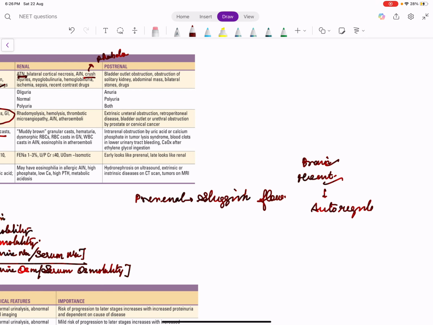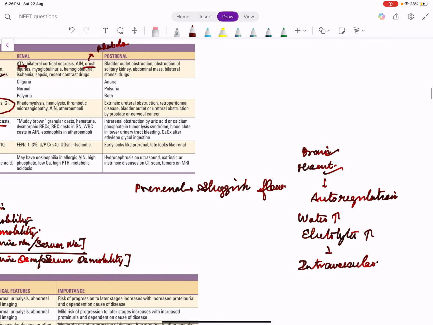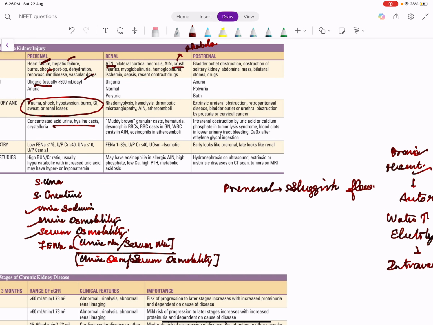So when there is reduced blood flow to the kidneys, the kidney will shut off the urine production and it will try to reabsorb all the water and all the electrolytes to retain intravascular volume. Right? This is the short gist of auto-regulation, which will be discussed in physiology. So what happens? Water is reabsorbed, sodium is reabsorbed. So what will happen to the urine sodium? It will be less, right?